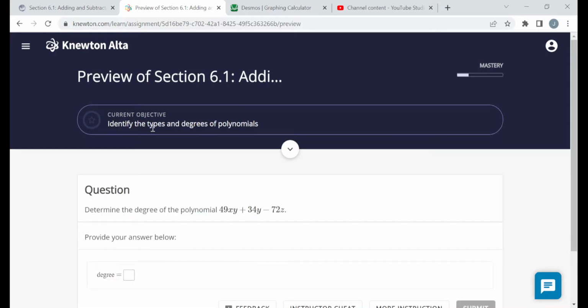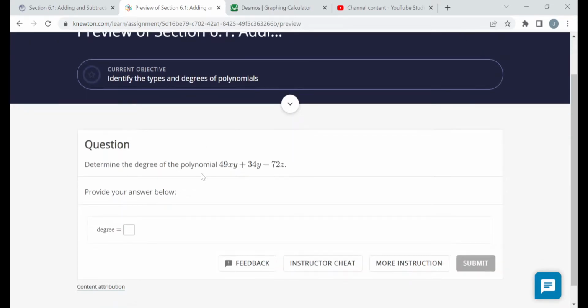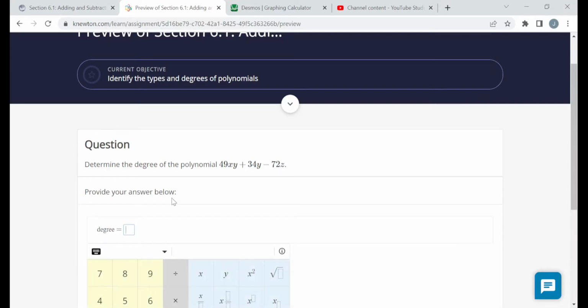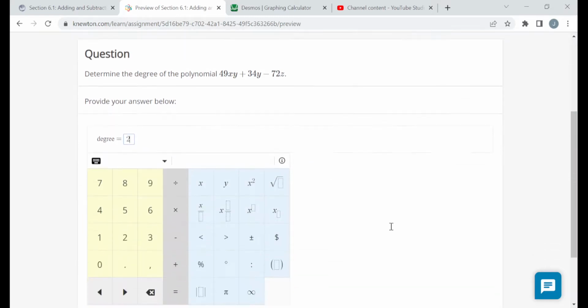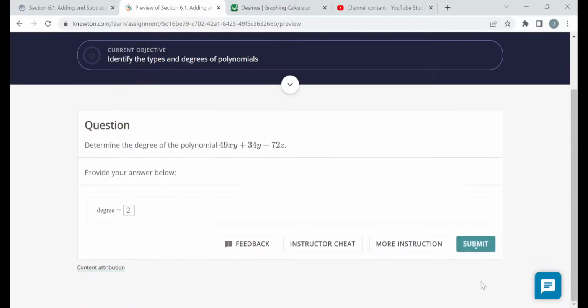Alright, so now to type and degree. What's the degree of this polynomial? So remember, you look at the degree of each term, which would be 2, 1, and 1. And then whatever the highest of those is the degree of the whole polynomial. So degree 2 term, degree 1 term, degree 1 term, the largest of those is 2. So this would be a degree 2 polynomial. It's really that easy.